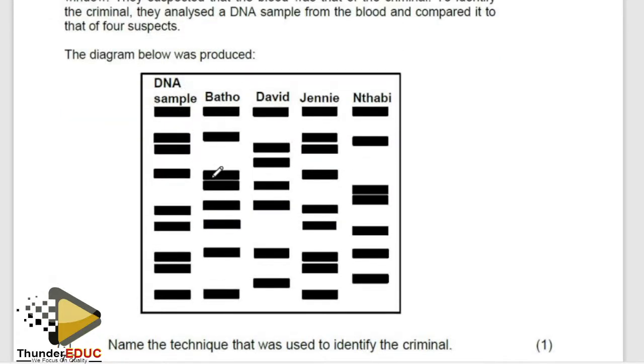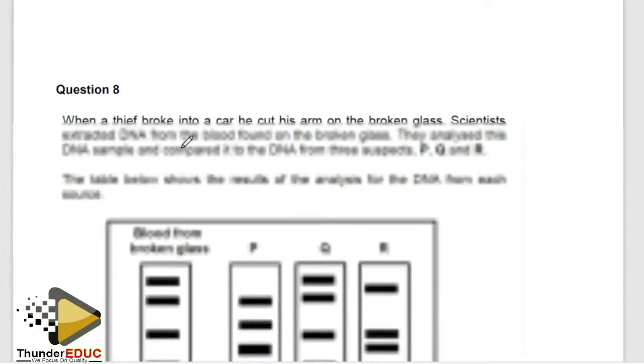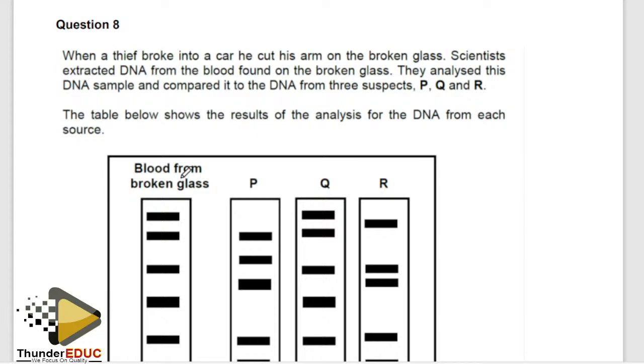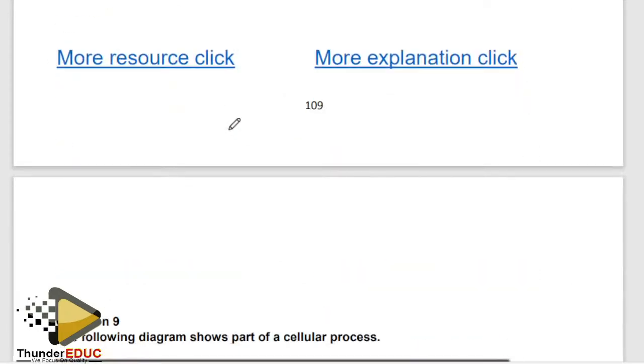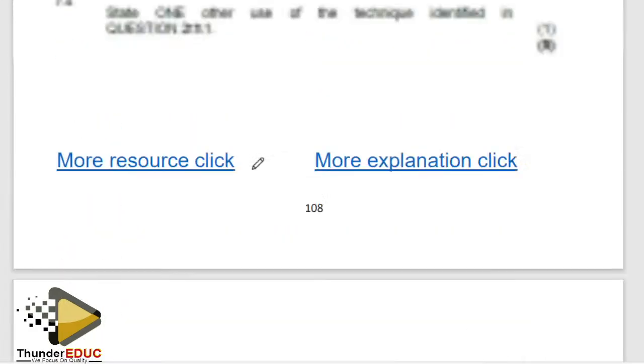Let me just read it. A detective investigating the scene of a broken window, suspected blood was found, the criminal identified. No, it won't give me what I want. Okay, now let me design my question so that you understand what I'm saying.